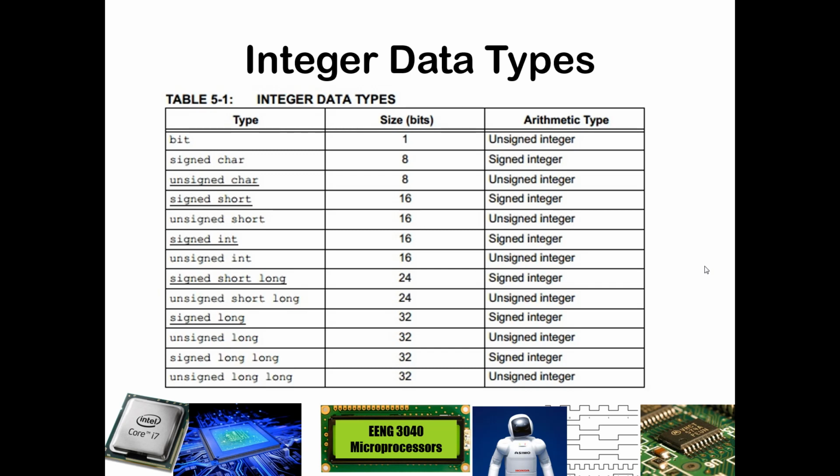In the case of signed shorts or unsigned shorts, signed ints, unsigned ints, those will take up 16 bits. So that allows you, in the case of signed values, to have negative and positive values. In the case of unsigned values, 0 all the way up through 2 to the 16 minus 1. So that should get you most of the values you would need.